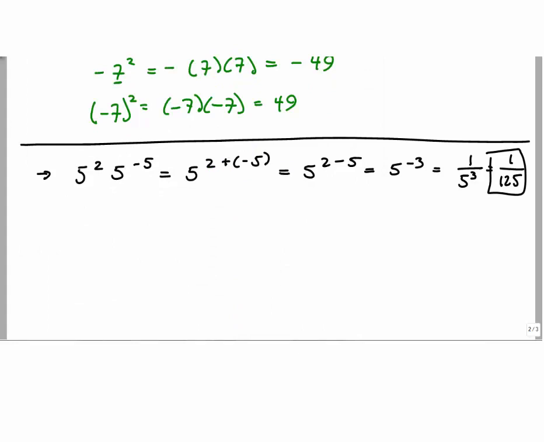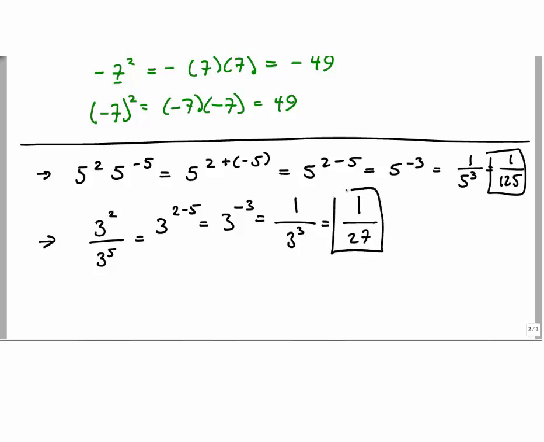Now we can also do some problems. This is a product because we're multiplying like bases. We could also have something with a quotient. Let's do 3 squared over 3 to the 5th. Our rule here is when you divide like bases, you subtract the exponents. 2 minus 5 is negative 3, so this would be 1 over 3 cubed. Now 3 cubed means 3 times 3 times 3. So 3 times 3 is 9, 9 times 3 is 27, so this is my solution.